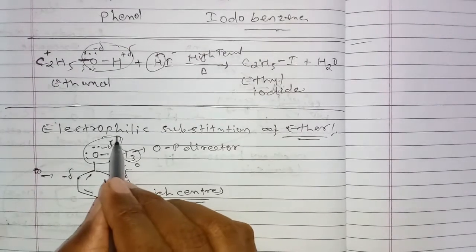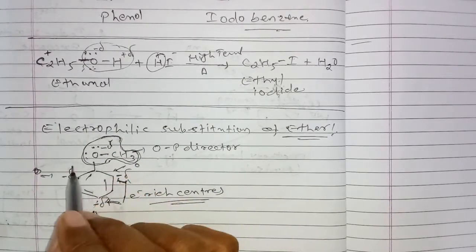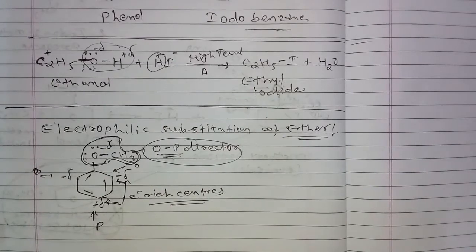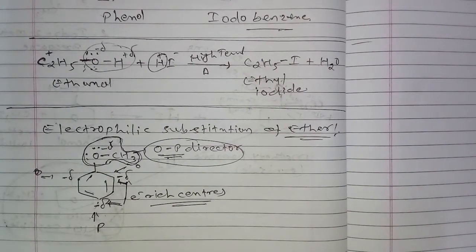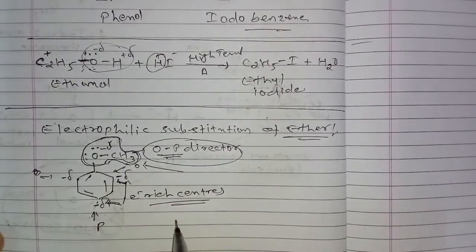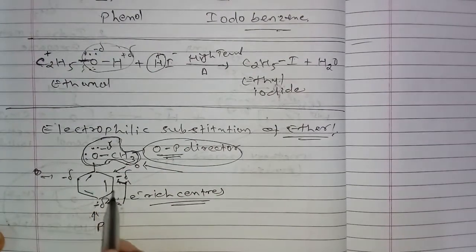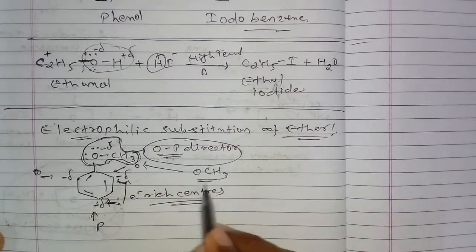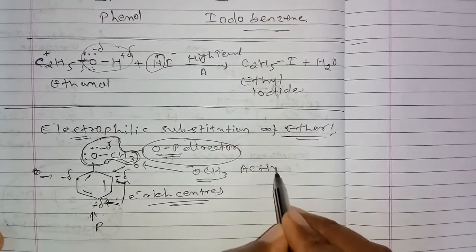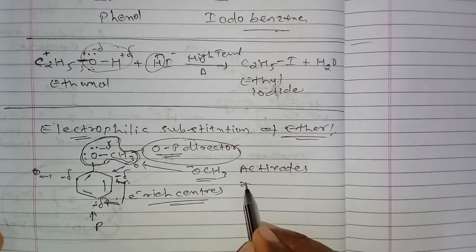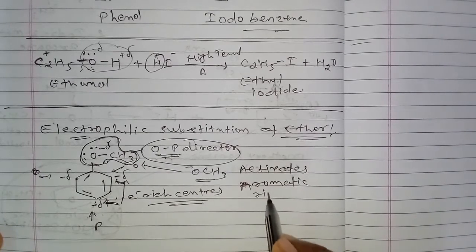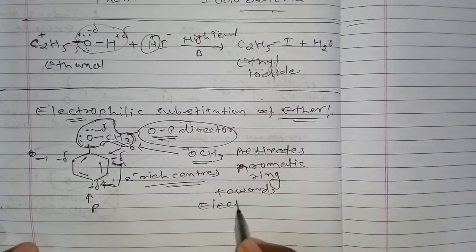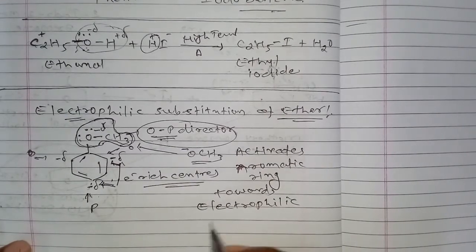So the methoxide group or alkoxide group directs to the ortho and para positions, and the methoxy group activates the aromatic ring towards electrophilic substitution. Methoxide activates the aromatic ring towards electrophilic substitution.